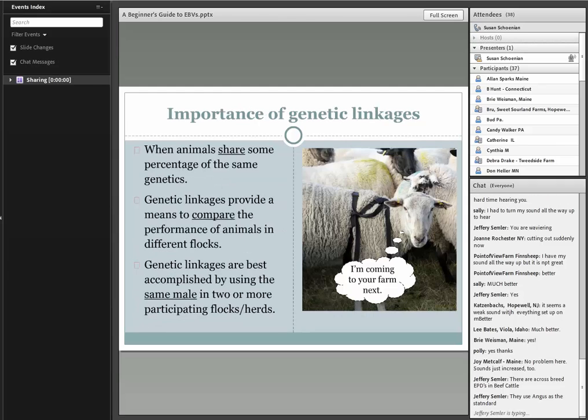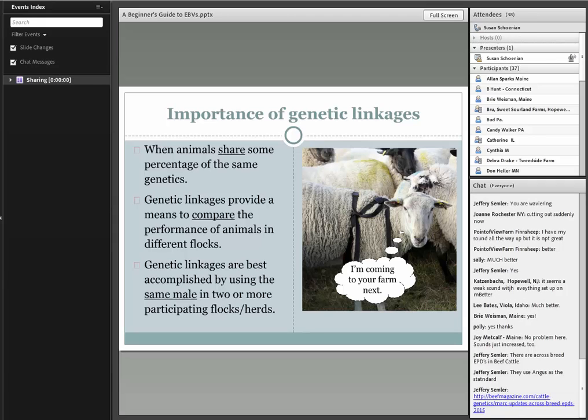Okay, the next thing is genetic linkages. A linkage is when animals share some percentage of the same genetics. So I have some of the same genetics in my flock that a flock in Virginia has, or a flock in Missouri has. By having these linkages, it allows us to compare the performance of animals in different flocks. The same genetics have to be in this flock, in this flock, in this flock, so that we can compare them. That's how it works.